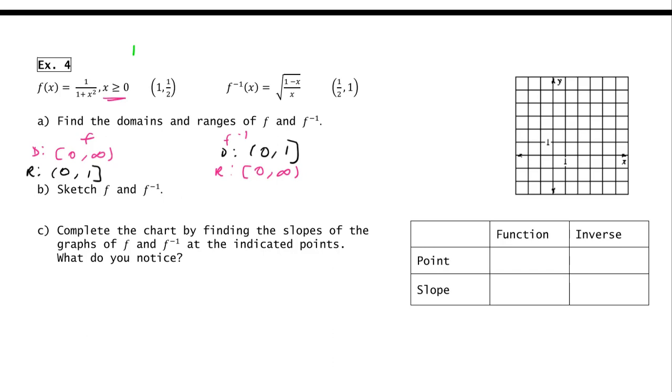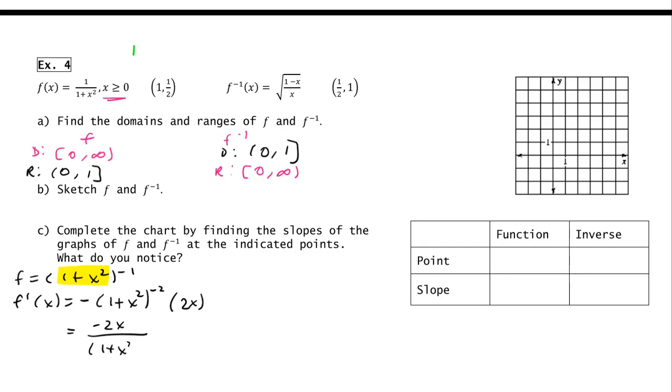Now it says complete the chart by finding the slopes of the graphs of f and f inverse at their indicated points. Well, what does slope mean, guys? Doesn't that mean to take the derivative? So if f is (1 + x^2)^(-1), I'm going to go ahead and take its derivative. This is chain rule. Here's the inside. I'm going to bring down the negative, write (1 + x^2)^(-2), and then the derivative of the inside is 2x. So this is going to give me -2x over (1 + x^2)^2.